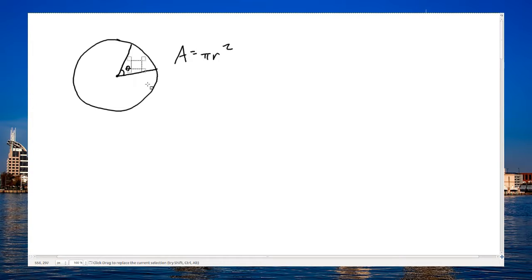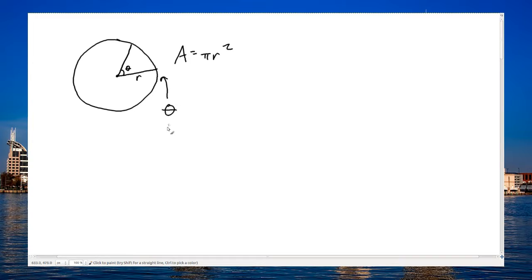and I'll move this r here so it's easier to see. So we're taking just a portion of the circle. What would that area be? Well, basically we're just taking a fraction of the whole area. So we don't want the entire circle, we want a piece of the circle. So what fraction of that circle are we considering?